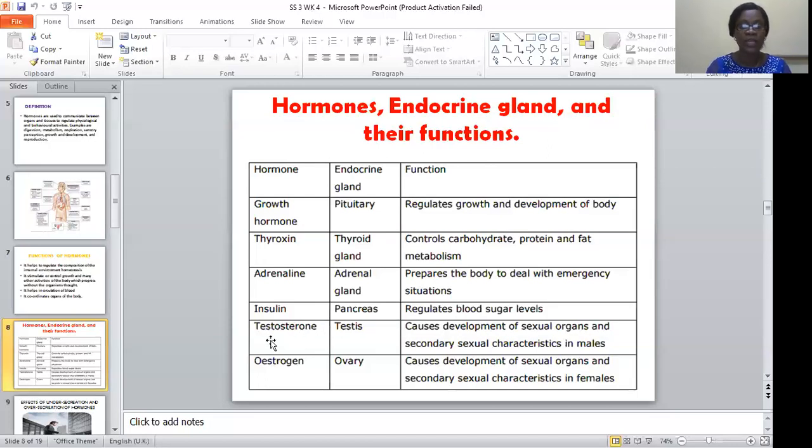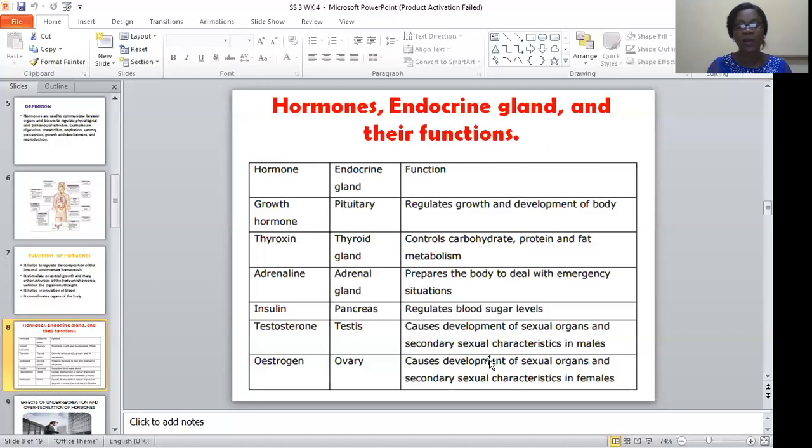Another one we are going to be talking about is testosterone. This is found in the testes of the male body. It causes the development of sexual organs and secondary sexual characteristics in males. That is, it helps in developing all the sexual organs in males and also maintains their secondary sexual characteristics.